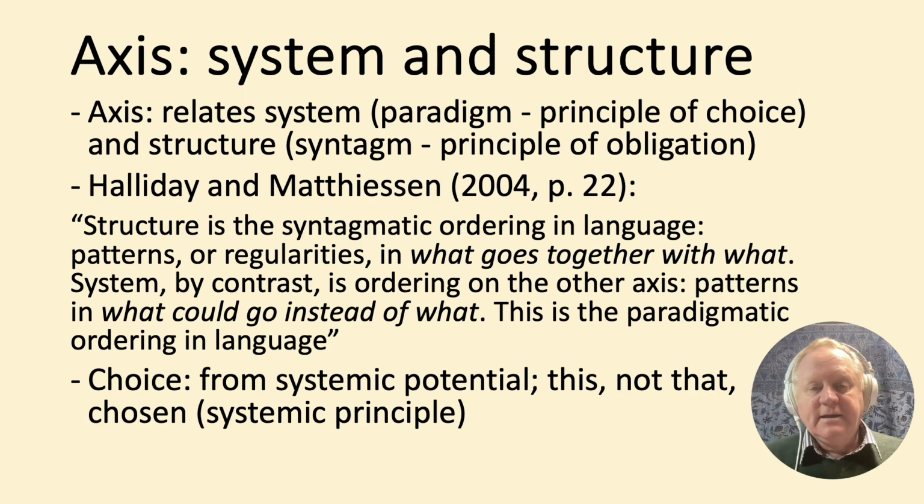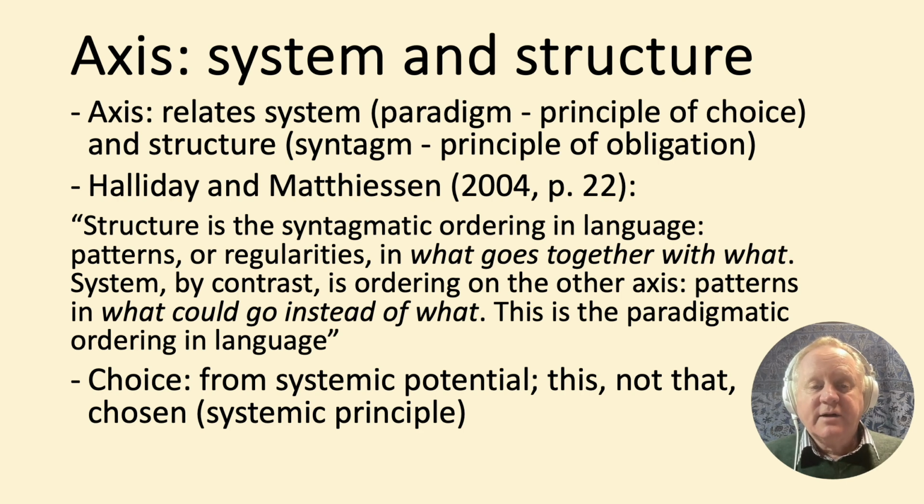So firstly, axis relates to aspects of language: system and structure. System is the paradigmatic axis. Speakers choose from sets of options. Thus, the underlying principle of the paradigmatic or systemic axis is choice. Structure is the syntagmatic axis. Speakers have to use certain structures in language. Thus, the underlying principle of the syntagmatic or structural axis is obligation.